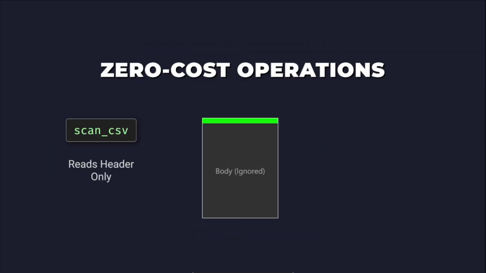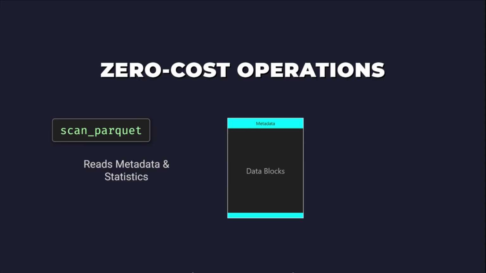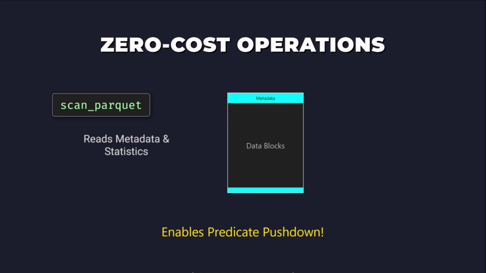The scan functions, such as scan_csv, return a LazyFrame immediately without reading the file header or inferring data types. This is a zero-cost operation in terms of memory. Conversely, the read functions immediately attempt to load the entire dataset into memory, failing if the data volume is too large. For Parquet files, scan_parquet leverages file metadata to understand column types and partitions without full ingestion. This metadata access is essential for enabling efficient predicate pushdown later in the pipeline, minimizing disk input-output operations.